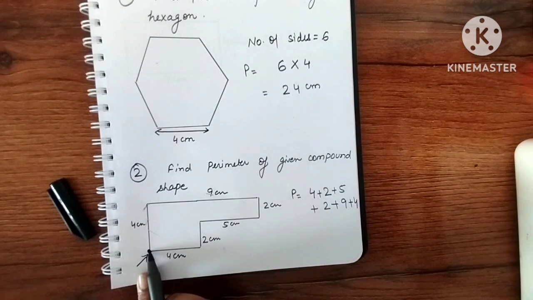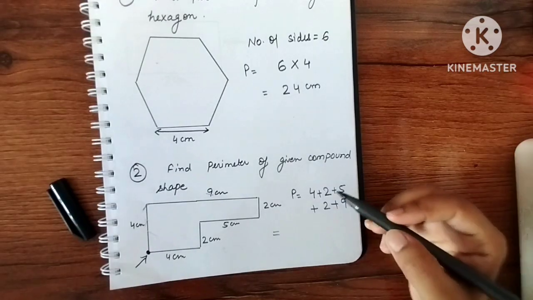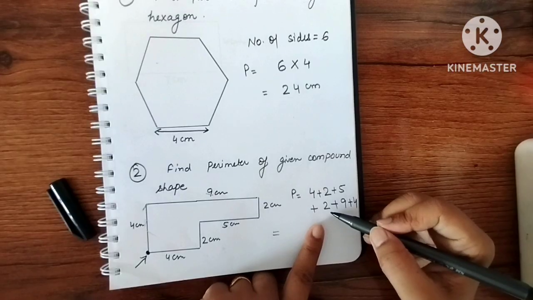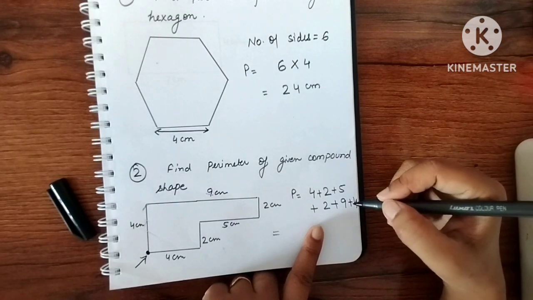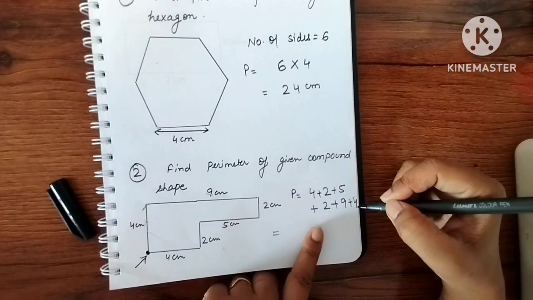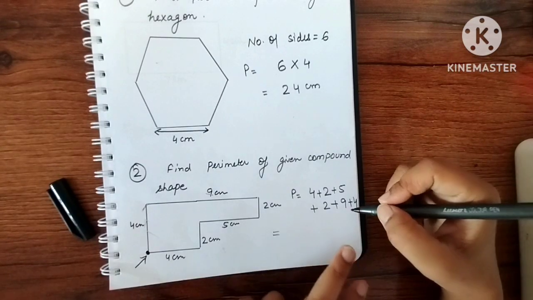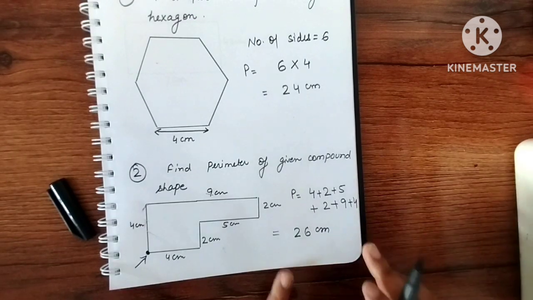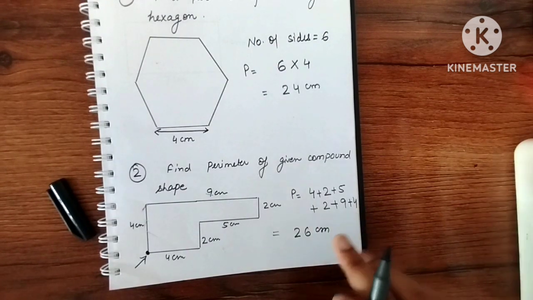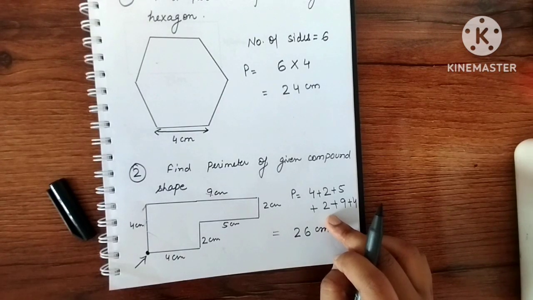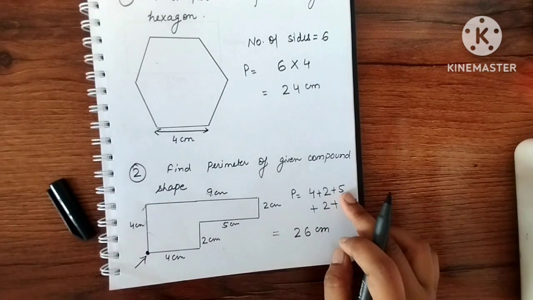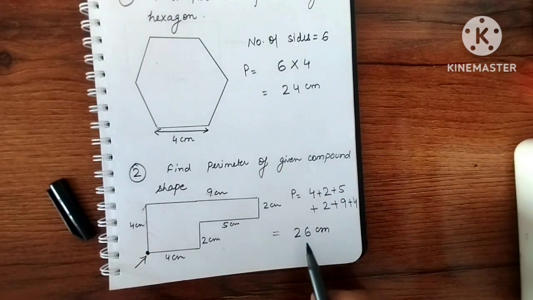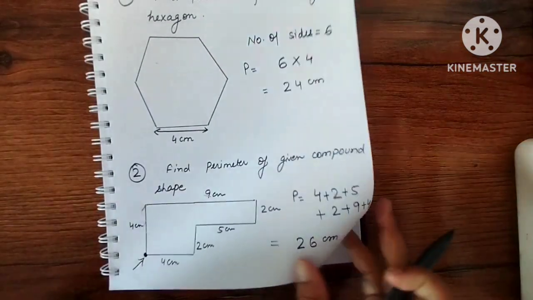We reached this point again. Okay, let's add them. 4 plus 2 is 6, 6 plus 5 is 11, 11 plus 2 is 13, 13 plus 9 is 22, 22 plus 4 is 26. And what will be the unit? Centimeter. Again check. 9 plus 4 is 13, 13 plus 2 is 15, 15 plus 5 is 20, 20 plus 2 is 22, 22 plus 4 is 26. So 26 centimeter. This is your perimeter. Okay.